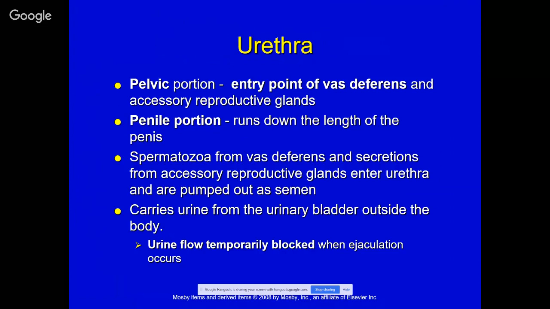The spermatozoa from the vas deferens and secretions from the accessory reproductive glands enter the urethra and are pumped out as semen. The urethra also carries urine from the urinary bladder outside the body, but urine flow is temporarily blocked when ejaculation occurs. You have to remember that urine is at a certain pH that will actually kill sperm.